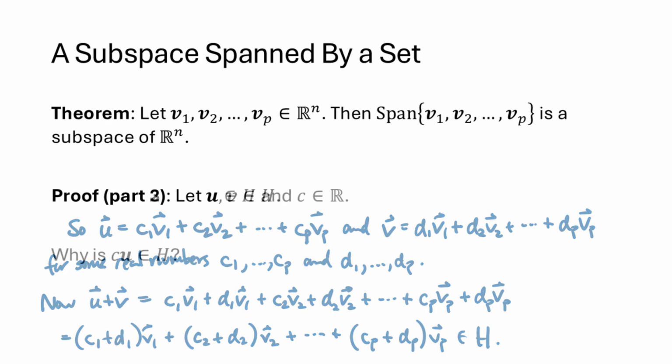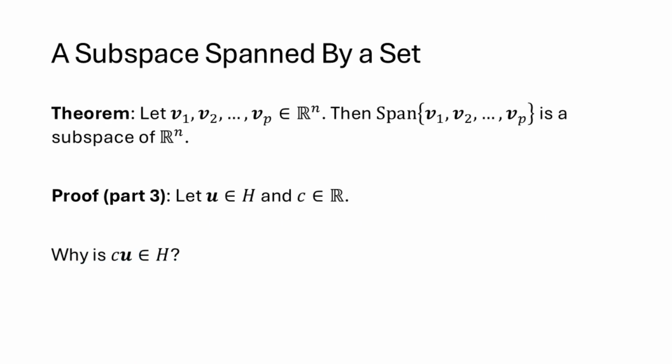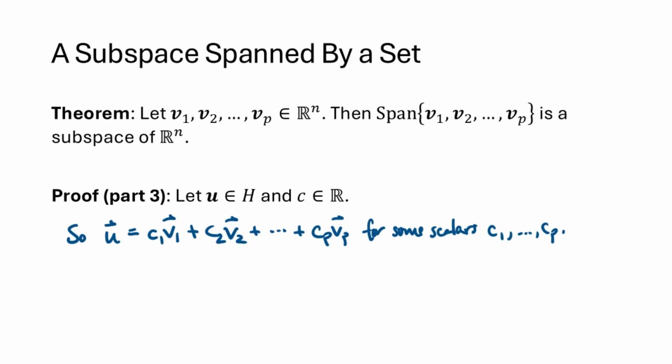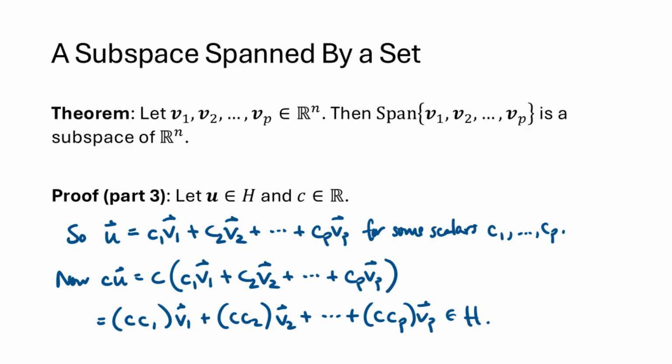And the proof that H is closed under scalar multiplication is similar. Since U is in H, U looks like a linear combination, and when we multiply U by C, we distribute the multiplication, and we get another linear combination of the V's, which shows that C times U is in H.